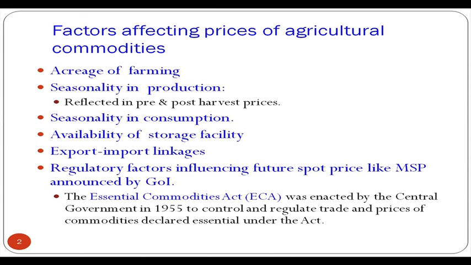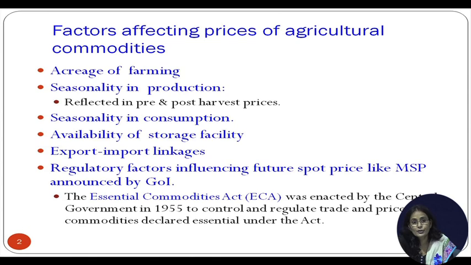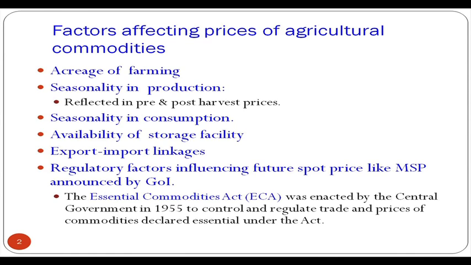If you recall, last class we also discussed the fundamental factors which can have a bearing on the commodity price. In terms of the supply factors, we discussed the acreage of plantation, the acreage of farming, whether there is any seasonality in production, whether availability of storage facility is there or not, whether export import linkage is there or not, and also the regulatory factors which may have a bearing on the future spot price, like the Essential Commodities Act of the Government of India and the Minimum Support Price Program of the Government of India. So this analysis of the fundamental factors is very, very important for a trader before he or she undertakes a trading decision.